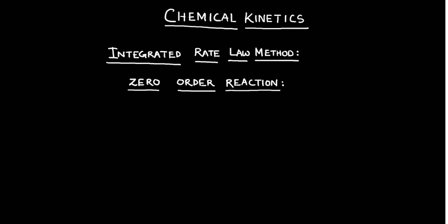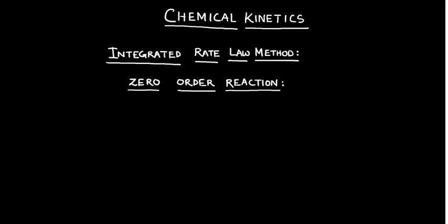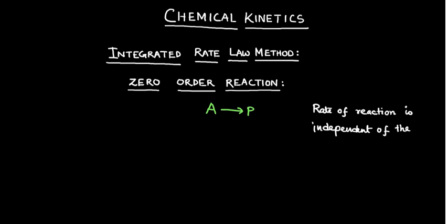Now what is meant by a zero order reaction? If we consider a general reaction like this, A to product, if it is a zero order reaction, it means the rate of reaction is independent of the initial concentration of reactant. Here the reactant is specified by A, right?